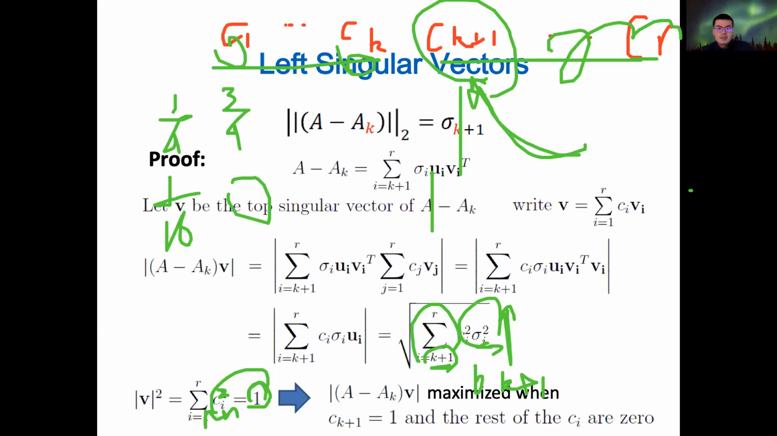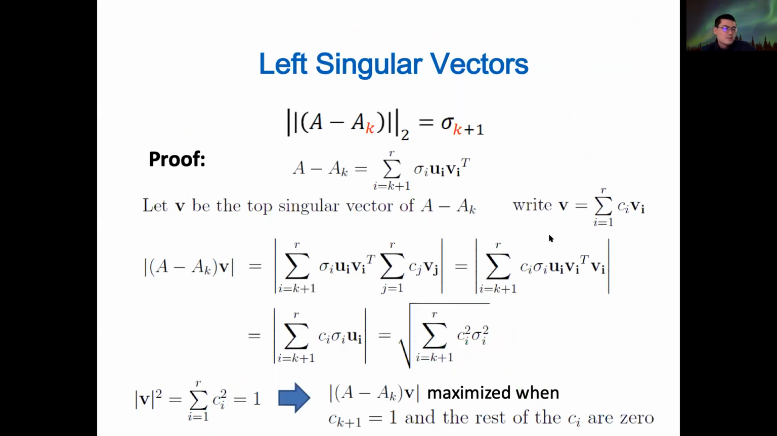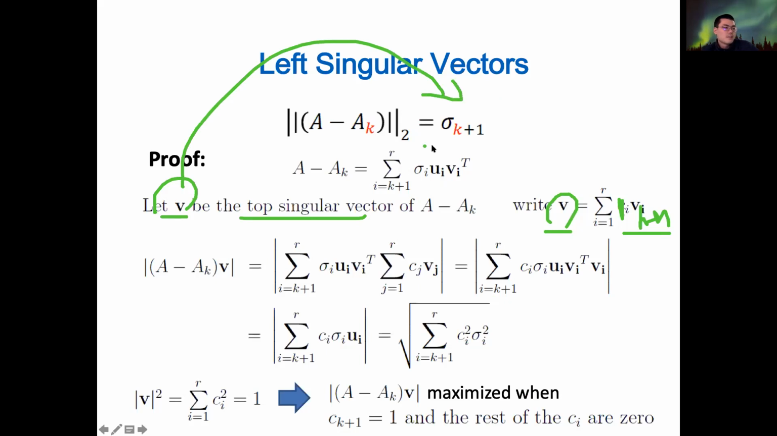That basically means that your V is 1 times Vk plus 1. So your V is really Vk plus 1, and then this is the top singular value. When you have Vk plus 1, the associated singular value is sigma k plus 1. So that's basically the conclusion here. Any question about it?